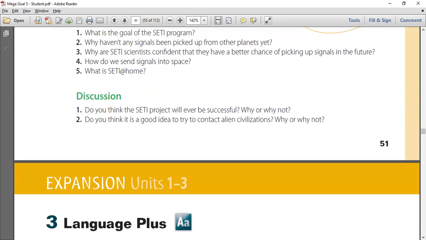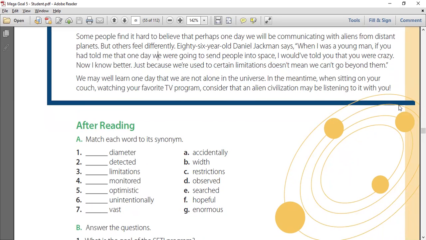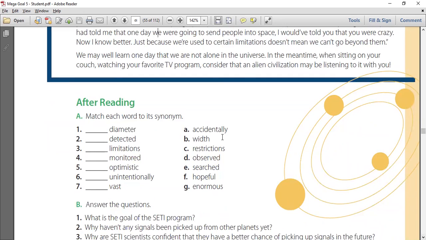Now here after reading, we have the exercise of the vocabulary. You're going to match each word to its synonyms. Its synonyms means the words that mean almost the same thing as the word here. So I will give you 1 minute, because we already have 3 or 4 minutes left, and then we're going to do it together. This is the last thing.